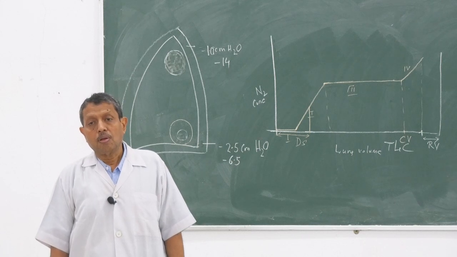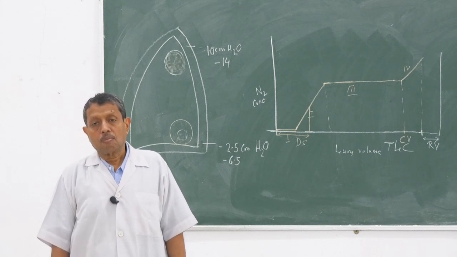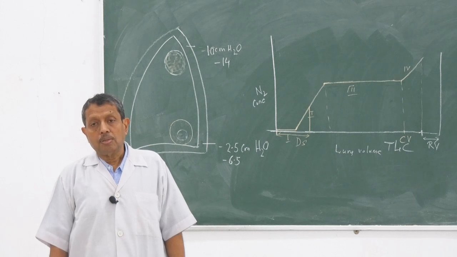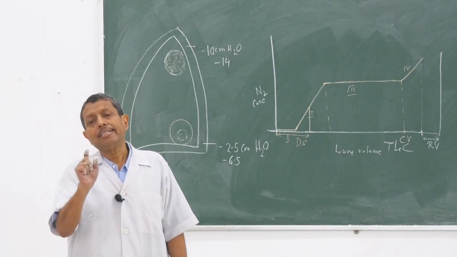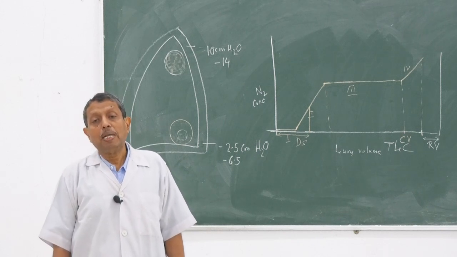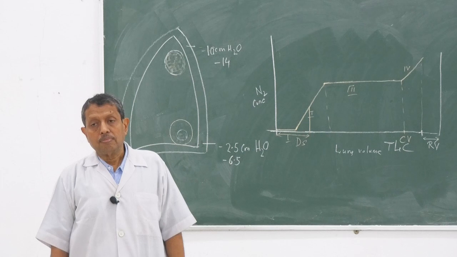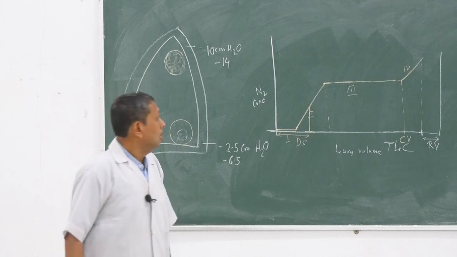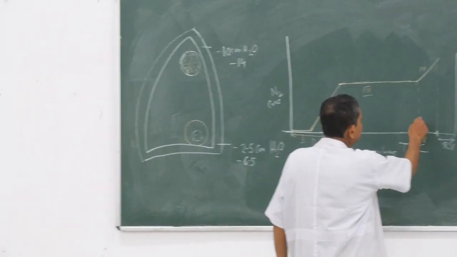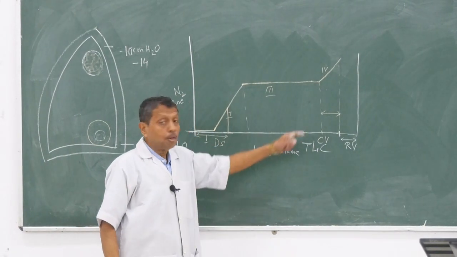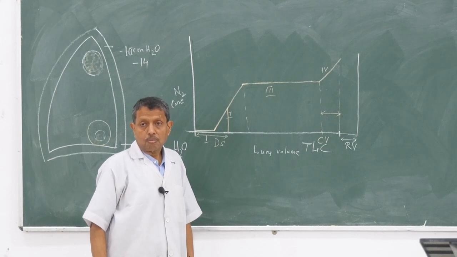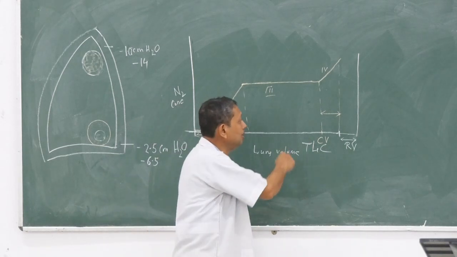Closing volume. It is an important test, at least theoretically, though it is not done here. It is a test of the peripheral airways. This closing volume, you can call it this part, above the residual volume, and it is roughly 5% of the vital capacity.